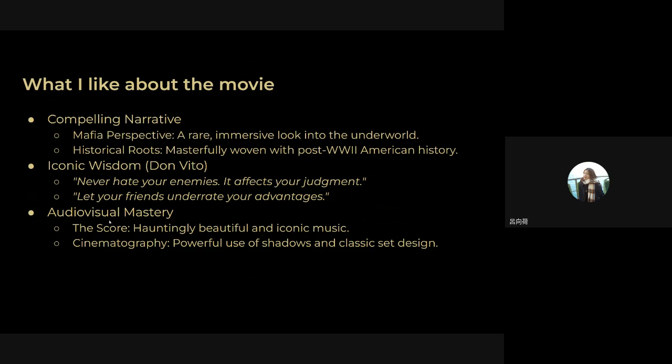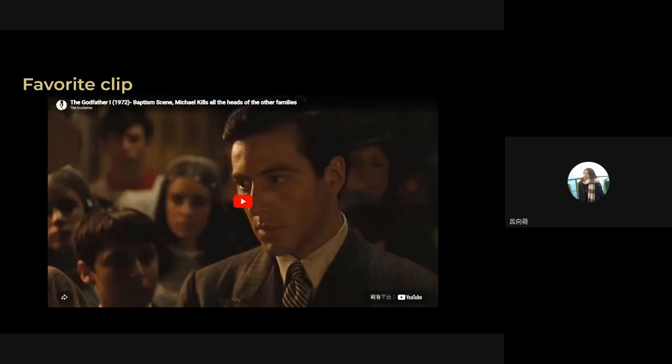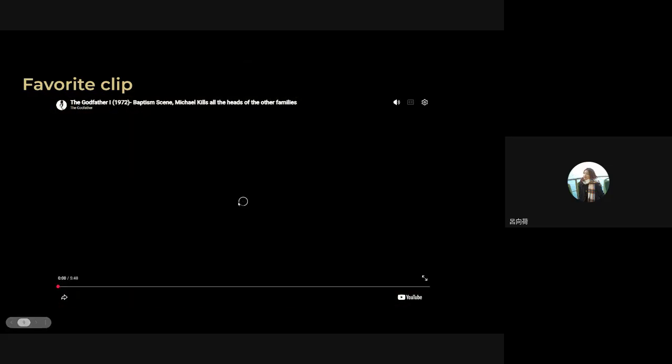Lastly, what I like most about the movie is the audio-visual mastery. Here is a brief review, and we can just use a clip to show it. This is my favorite clip about The Godfather, from the first movie. It's at the end, after the old Godfather's funeral, when Michael kills the heads of the other five families. So we can see.